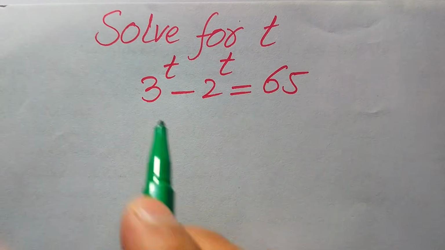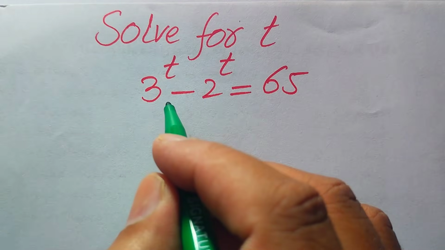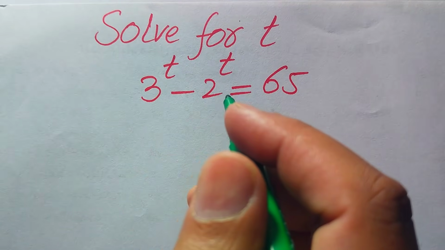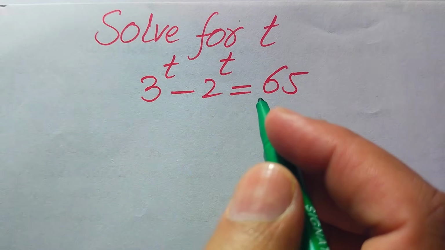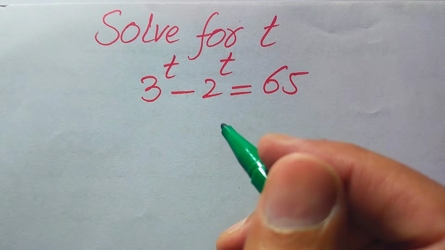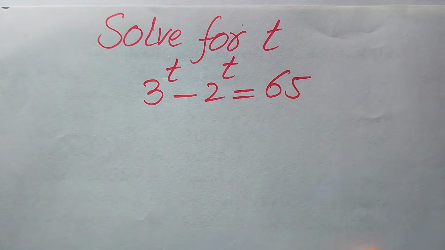So here we have a nice exponential equation problem. 3 to the power of t minus 2 to the power of t is equal to 65, and we solve this problem for all the values of t.